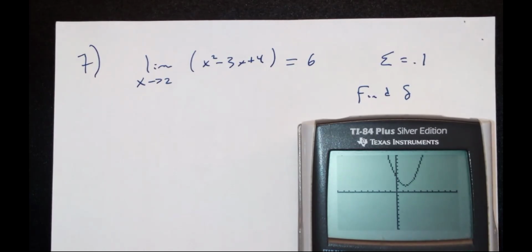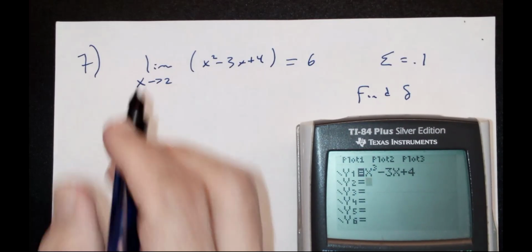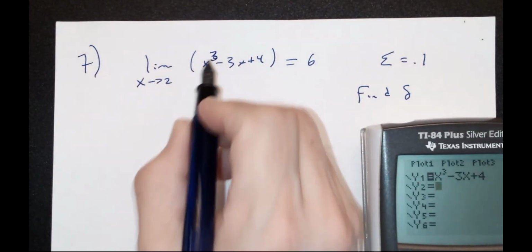There's a typo here somewhere. That limit's not 6. Isn't it x cubed? That's what I thought of first. Okay, I can't read. My glasses need to be straightened. I apologize, x cubed. So let's change that to x to the 3rd. Much better. That makes more sense.